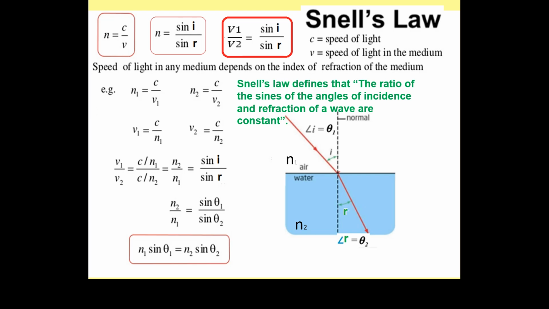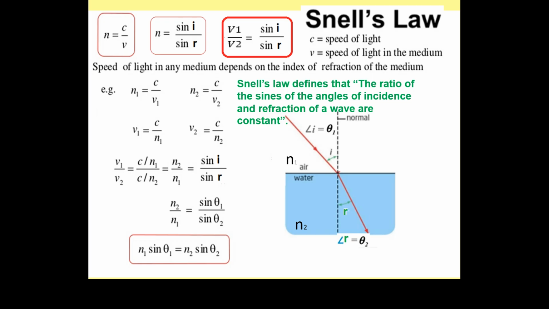Here is about Snell's law. Here is a derivation of Snell's law, wherein we use the refractive index value and the formula n is equal to c by v. And what is Snell's law? Snell's law states that the ratio of the sine of the angle of incidence to the sine of the angle of refraction is constant. So n is equal to sin A by sin R.